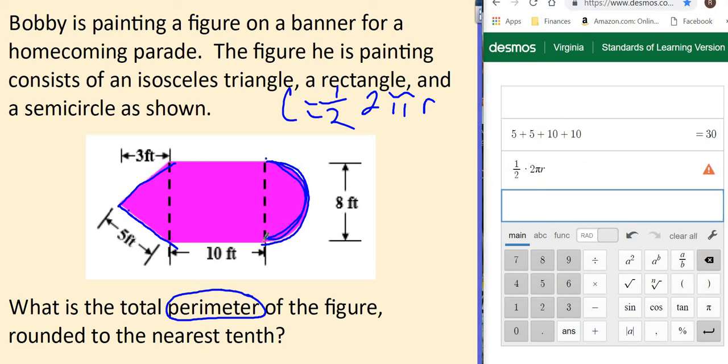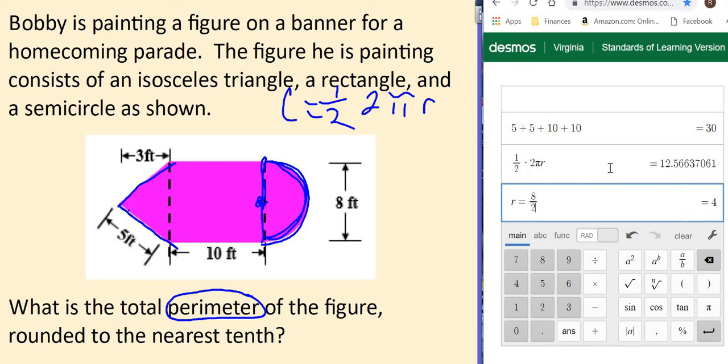Well, if this entire length here is 8, then I just have to divide it by 2 to find my r. So r equals 8 divided by 2, which gives me 4. So that means the circumference of half that circle is 12.6. So I'm going to come right back up here and add 12.6. I've got both sides of the triangle, both sides of the rectangle, and then the circumference of the semicircle.